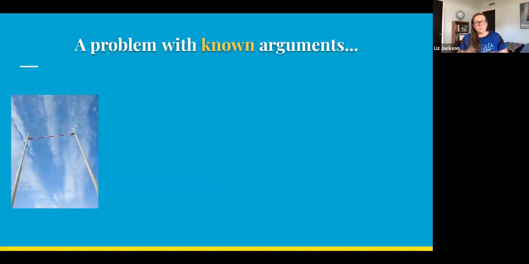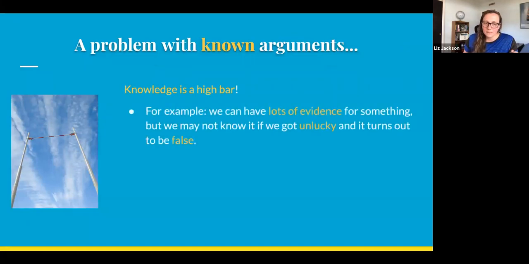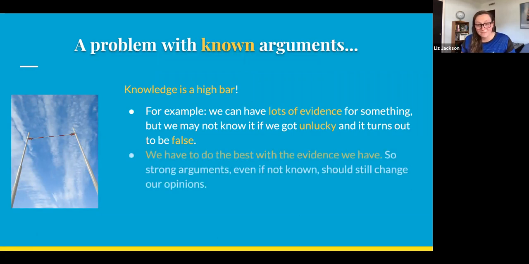Okay, here's the problem with known arguments. It's a different kind of problem. And that's that knowledge is a very high bar. So we can have lots and lots of evidence for something, like tons of evidence, overwhelming evidence for something, but we can fail to know it if we just got unlucky and it turns out that it's false.